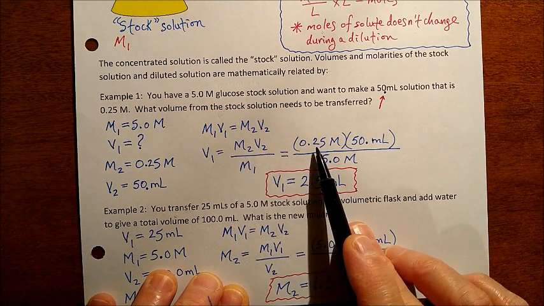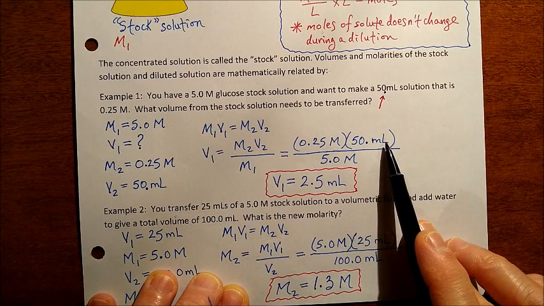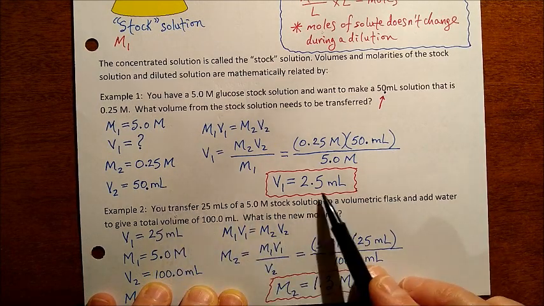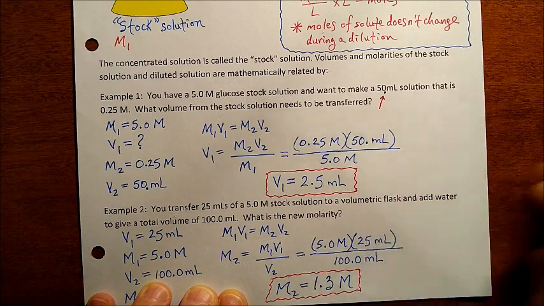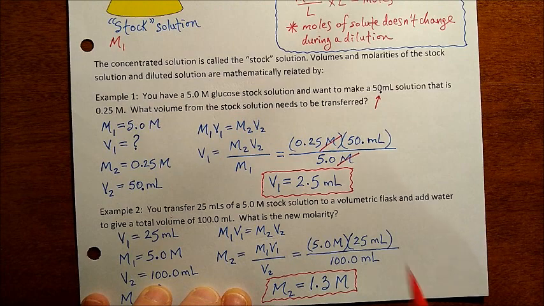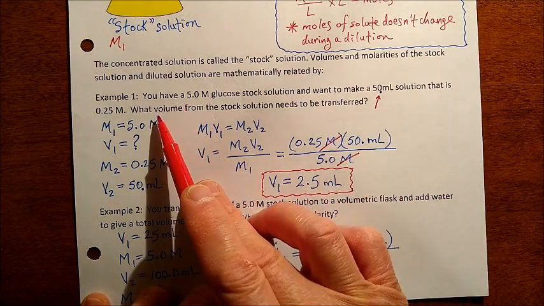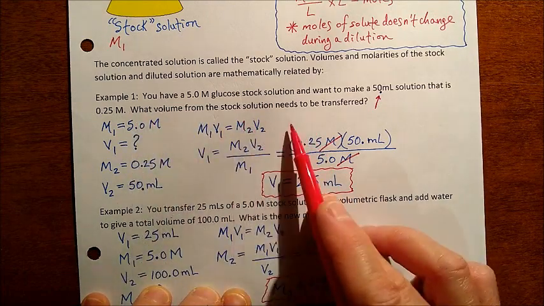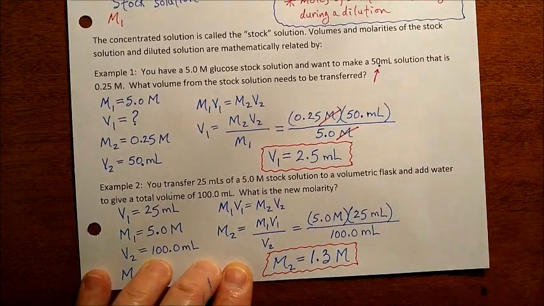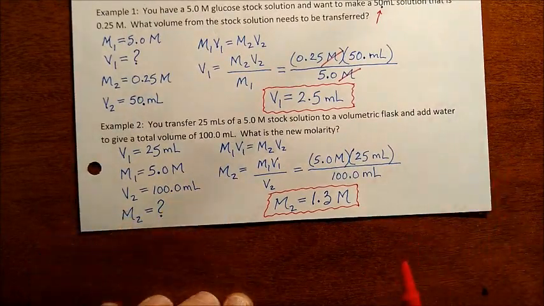So M2 is 0.25 molar, my diluted concentration. 50 mL is my volume of the diluted solution, over the original concentration. Notice how the units cancel out. Molarity on top cancels with molarity on the bottom, and I'm left with milliliters. That's how you know you did the problem right. The units cancel, and the unit that you're left with is the answer to the question. What volume is needed? That's milliliters. You could have done it in liters if you wanted to, but you don't have to convert these to liters.